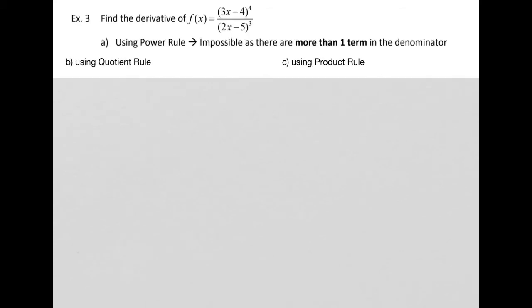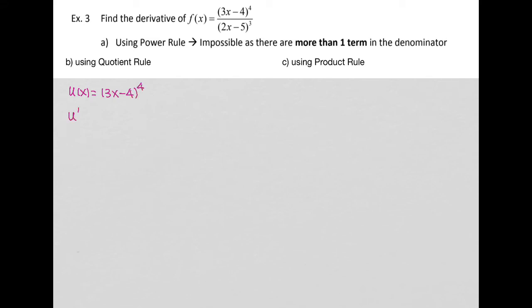For example number 3, as you can see, once again, there are two terms in the denominator. That means the power rule cannot be used. So now let's differentiate with the quotient rule. Let's define our functions u and v. So u is the numerator, which is (3x minus 4) to the exponent 4.